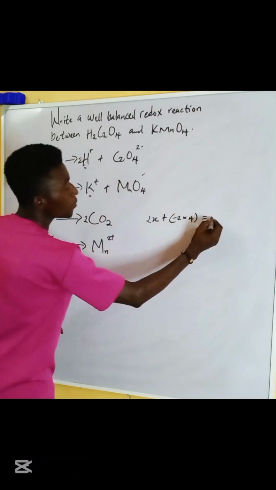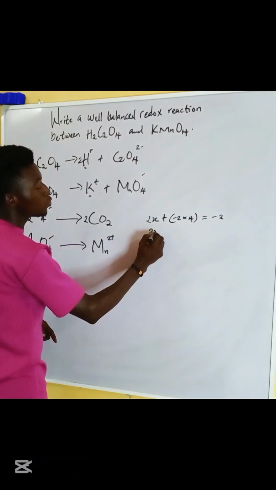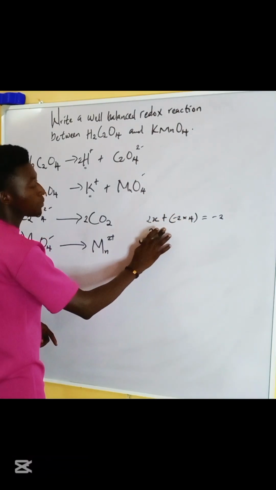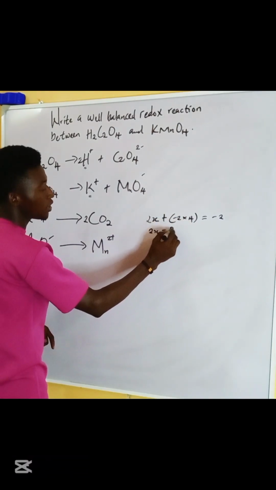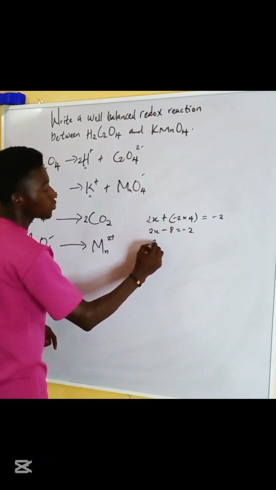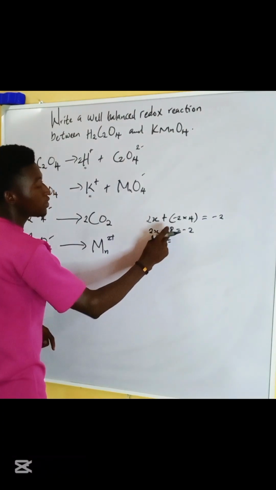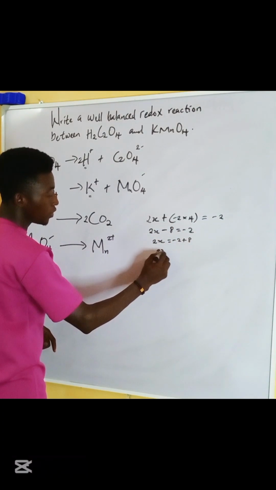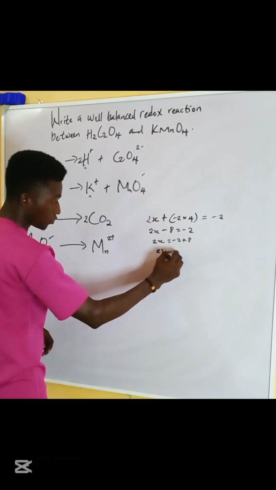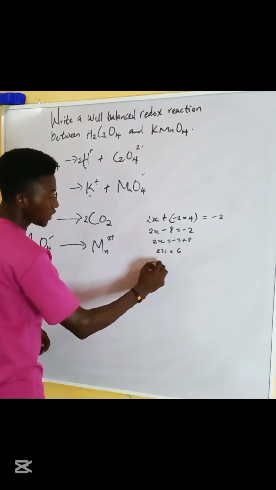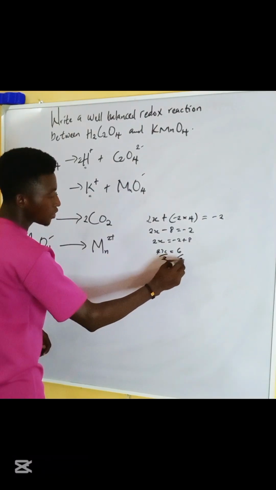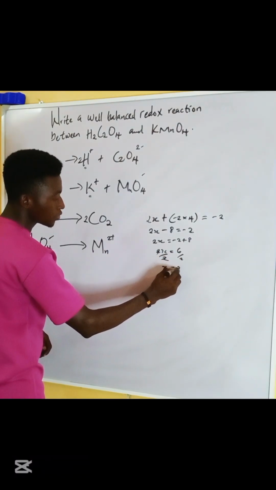Are we together? But because this ion has a charge, we equate everything to minus 2. So 2x plus minus 2 times 4, that is minus 8, equals minus 2. So 2x equals, if this 8 crosses over, it becomes plus: minus 2 plus 8. 2x equals 6. Divide both sides by 2, we have x equals plus 3.